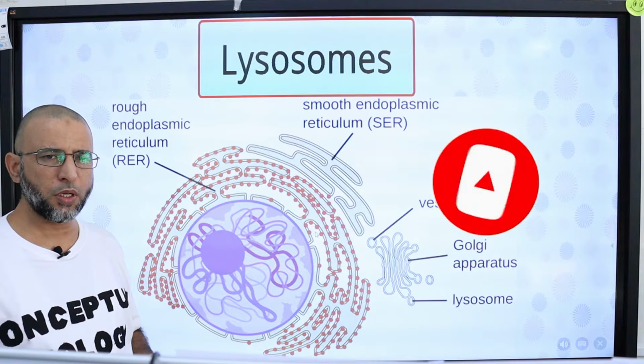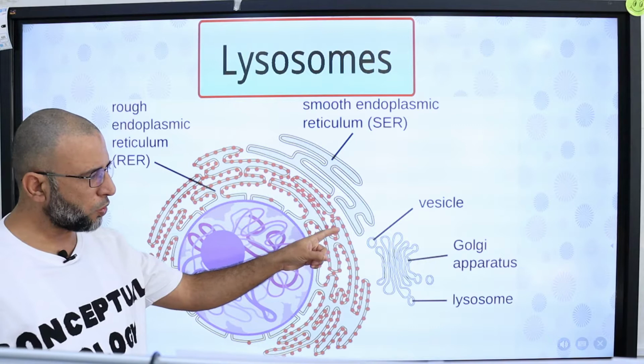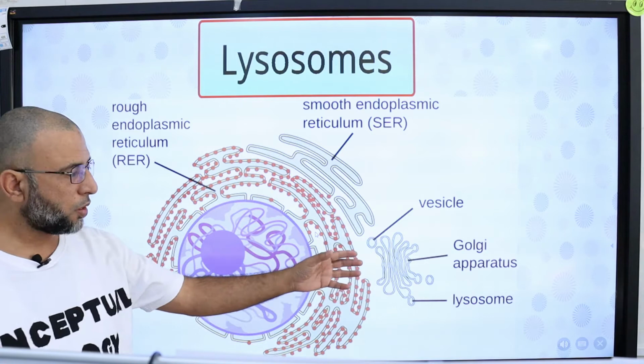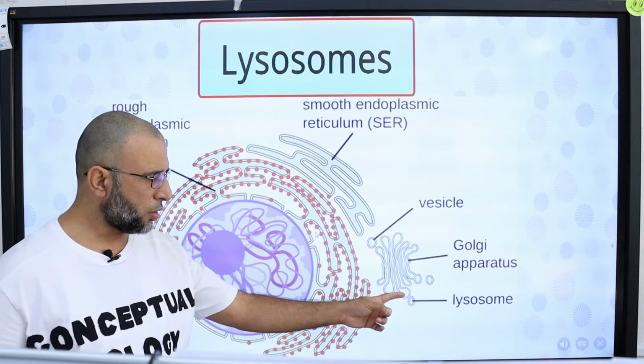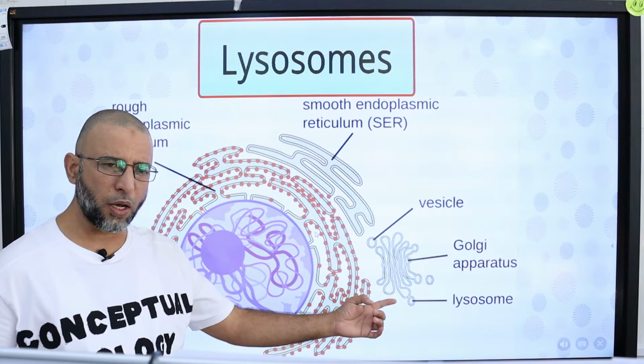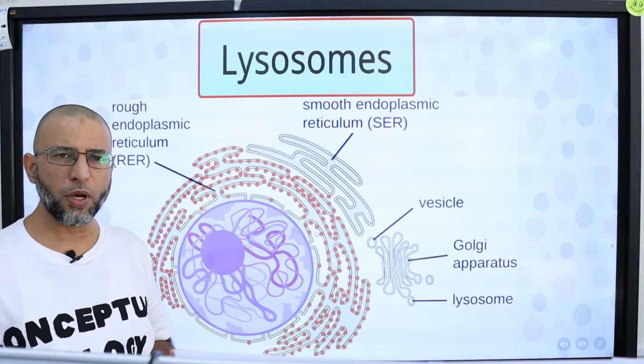So the enzymes are transported from rough endoplasmic reticulum to Golgi apparatus by transport vesicles. And these enzymes are changed into finished products. And these finished products are packed in small vesicles, which are known as lysosomes. So lysosomes contain hydrolytic enzymes, and hydrolytic enzymes can degrade proteins, carbohydrates, lipids, and nucleic acids.